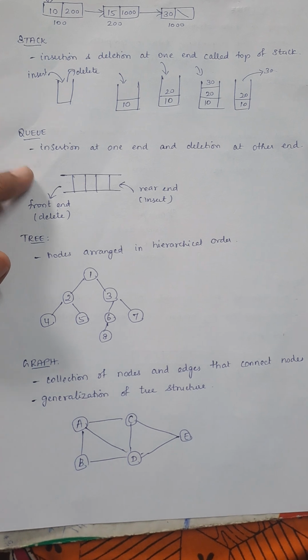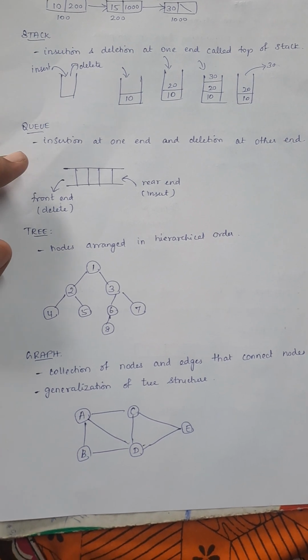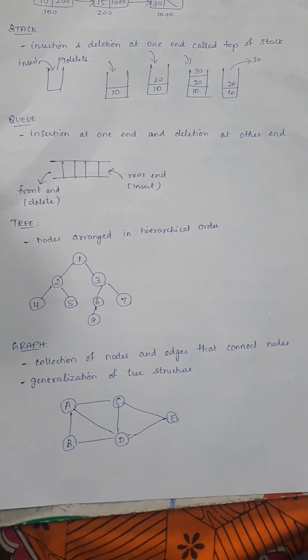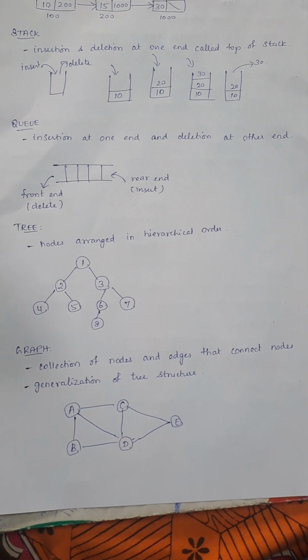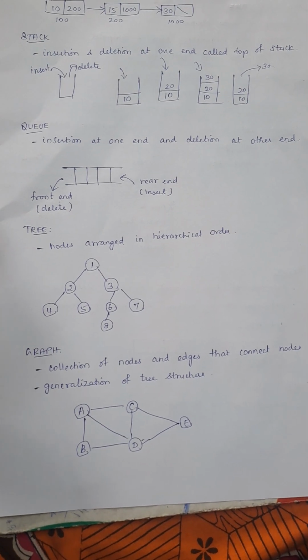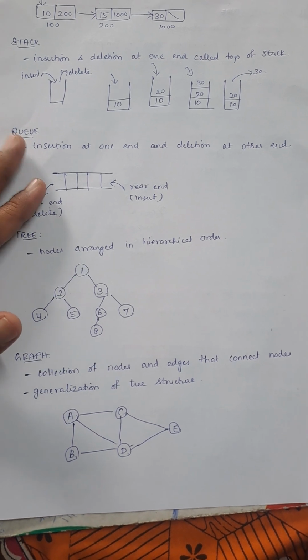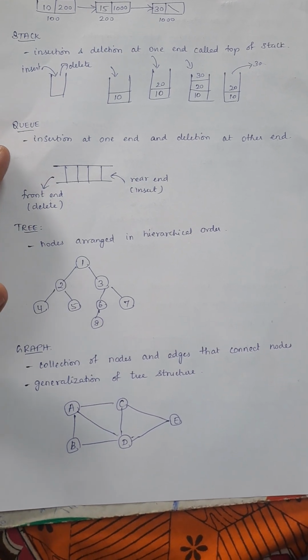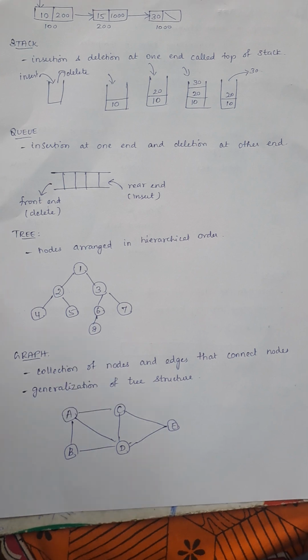Moving on, the next linear data structure is queue. We can relate this queue to a normal queue, where we have a reservation counter or ticket counter where we will follow a queue, right? So the same methodology is applicable here. Insertion takes place at one end and deletion takes place at the opposite end.